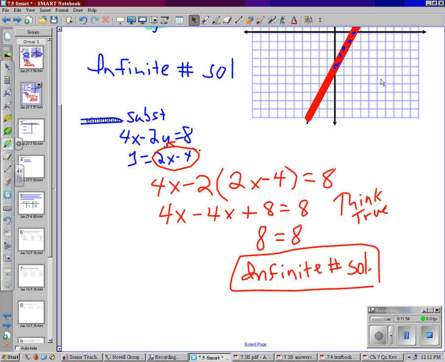Remember the parallel? What kind of statement was on the parallel? False. Okay? With the infinite number of solutions, it's going to be a true.